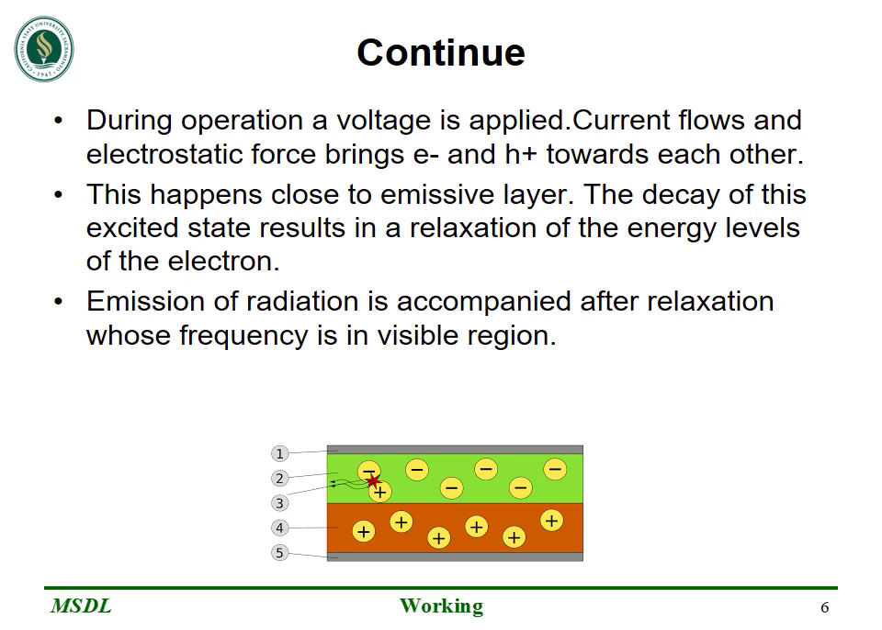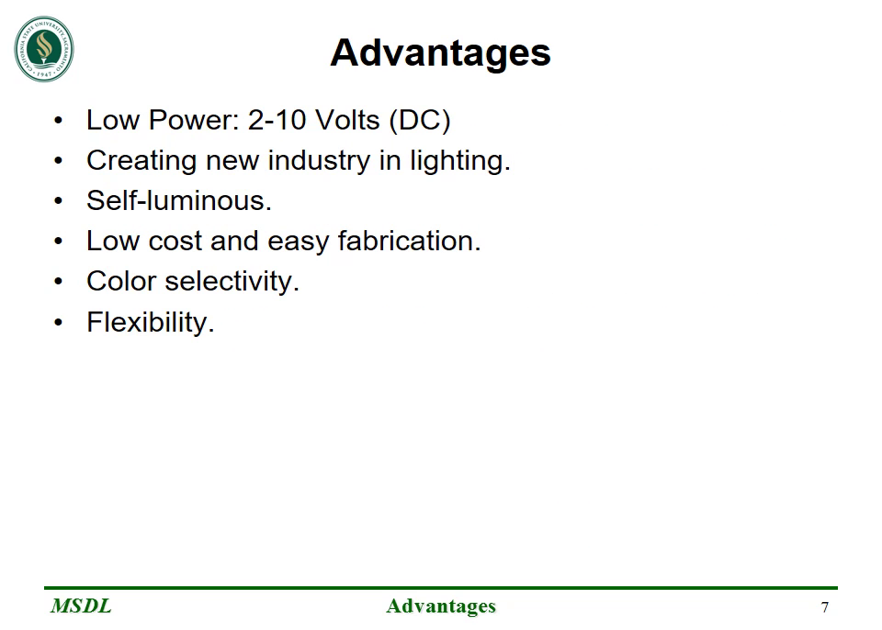So basically that's how it emits light, and I guess now we have seen its principle and its working. Now let's move to its advantages. As you can see, it has a lot of advantages. Initially it's low power, so enormous energy can be saved for society.